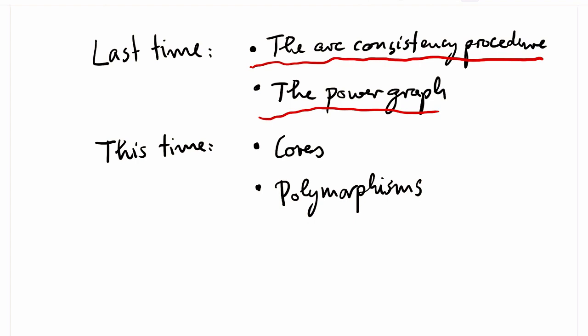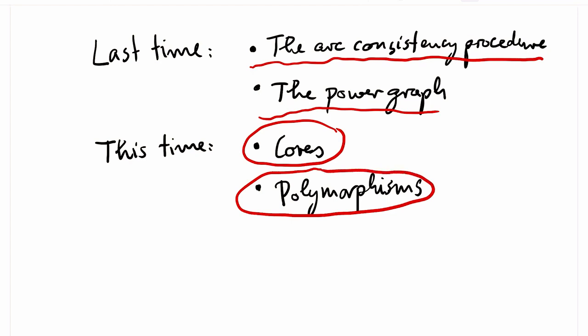Today we'll see two more tools to study the computational complexity of constraint satisfaction problems. It's the concept of a core of a given digraph and the concept of a polymorphism of a given digraph. And in particular, the second concept is the key to translate our problems into universal algebra. So it's absolutely central to this course.